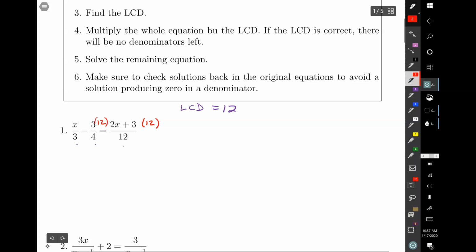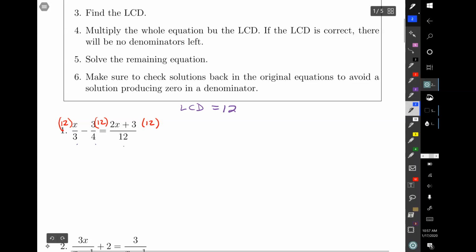If it were an expression, we couldn't do it, because we'd be changing actually the value. This, we're just getting everything to be a multiple of 12. Really what I'm doing is multiplying the entire equation by 12 and then distributing the 12 to every term. So this should be familiar ground.